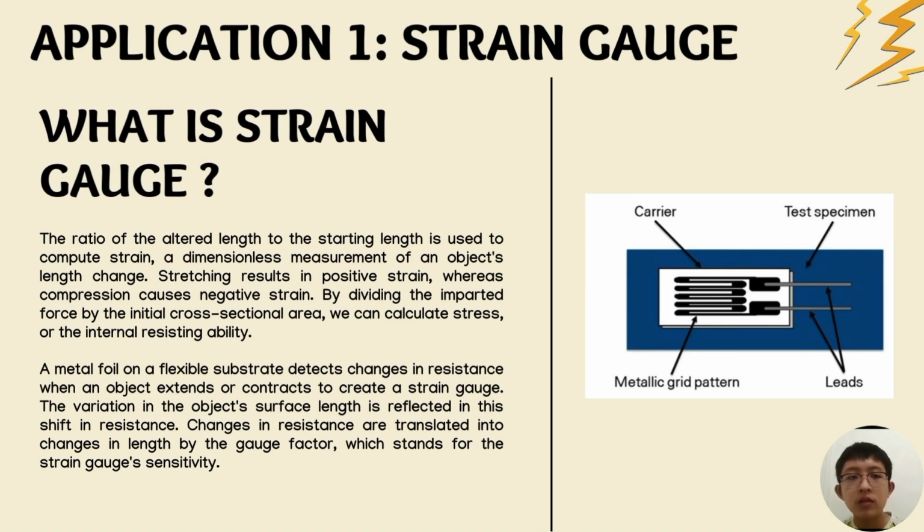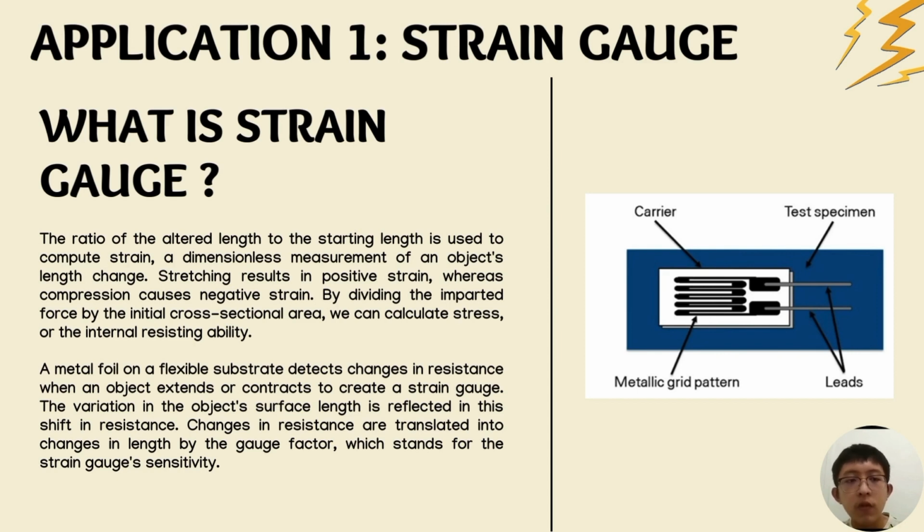Now I'm going to present about one of the applications of the transducer, which is the strain gauge. First, let me talk about what is a strain gauge. Strain is actually the ratio of the change in length to the starting length, and it is used to compute strain, which is a dimensionless measurement of an object's length change. Stretching results in positive strain, whereas compression causes negative strain.